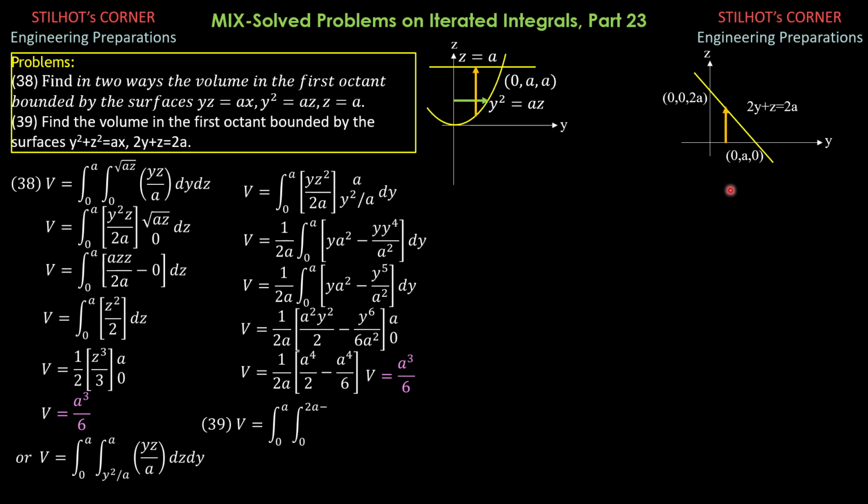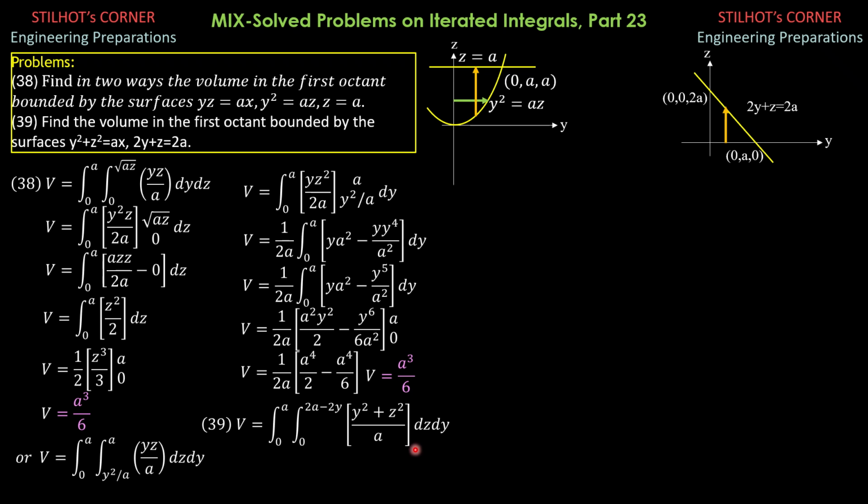So volume equals integral 0 to a, because my final variable is y, then integral from z is 0 here to z of that surface, which is 2a minus 2y there. So the z is 2a minus 2y. Then the height x is y squared plus z squared over a. Then we have dz dy. So for your part, you can invert the order of the variables.